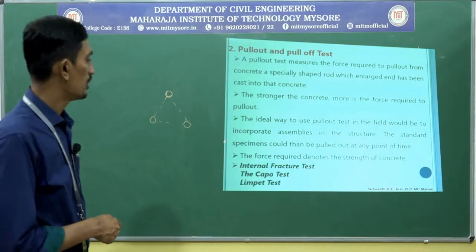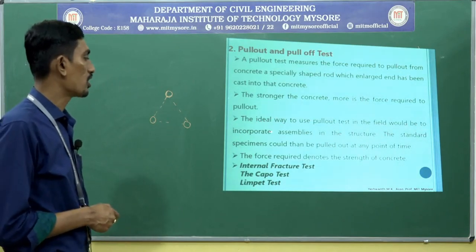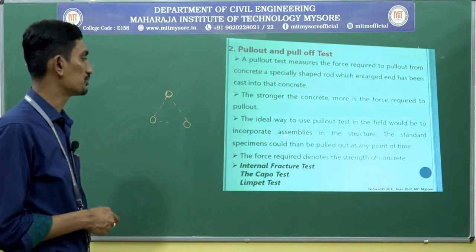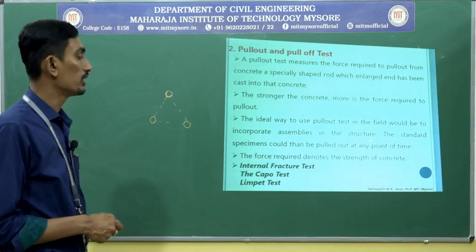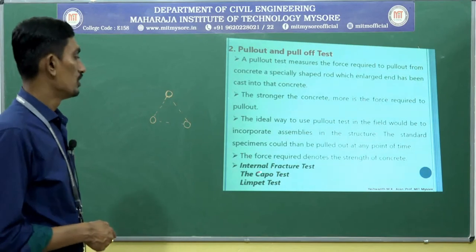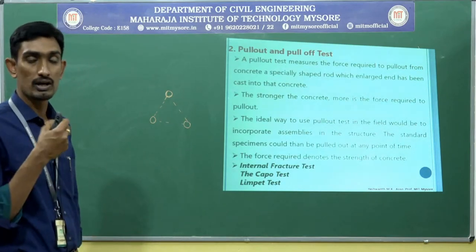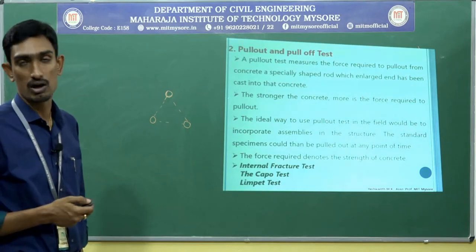Next, the ideal way to use the pull-out test in the field would be to incorporate assemblies in the structure. The standard specimen could then be pulled out at any point of time. So that's what I am going to showcase now. The force required denotes the strength of concrete. The more the force required, the better will be the compressive strength of the concrete.